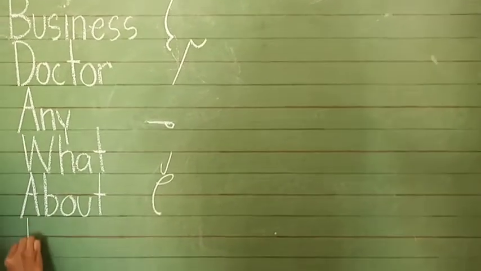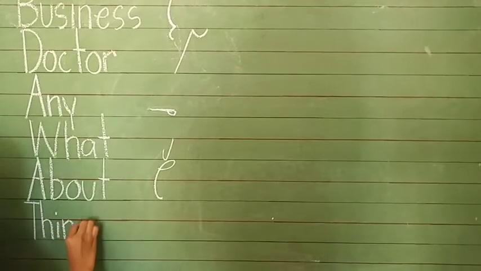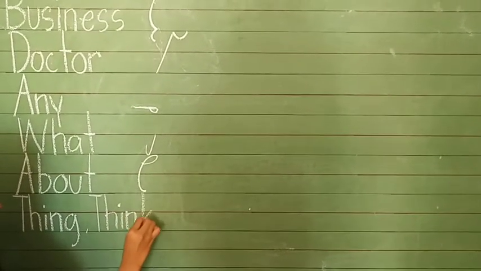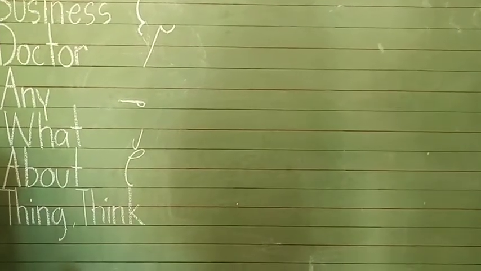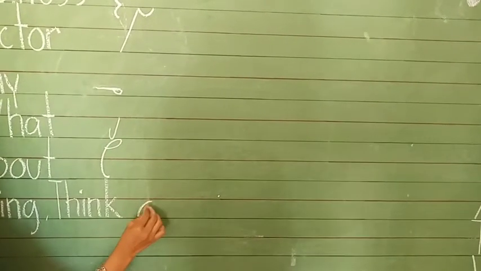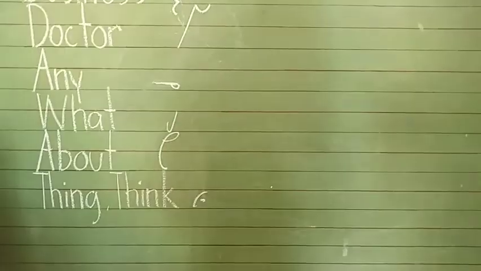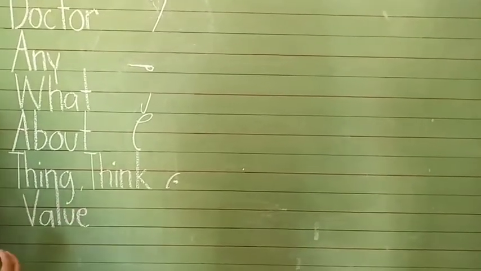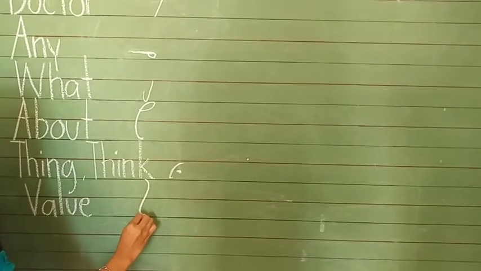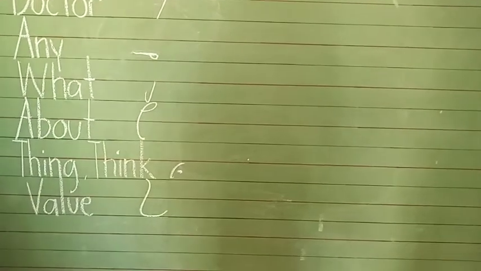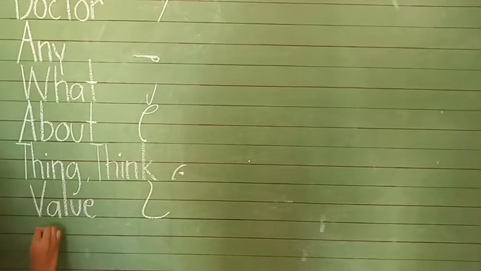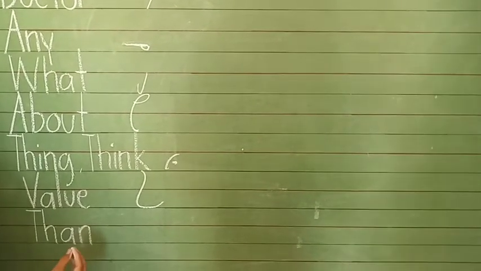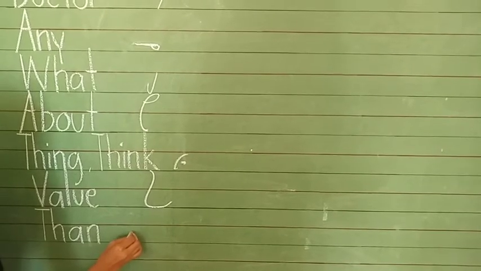Next, thing or think is represented by under ith with a dot. Next, value is represented by V and L without an angle. Next, done is represented by T and N without an angle.